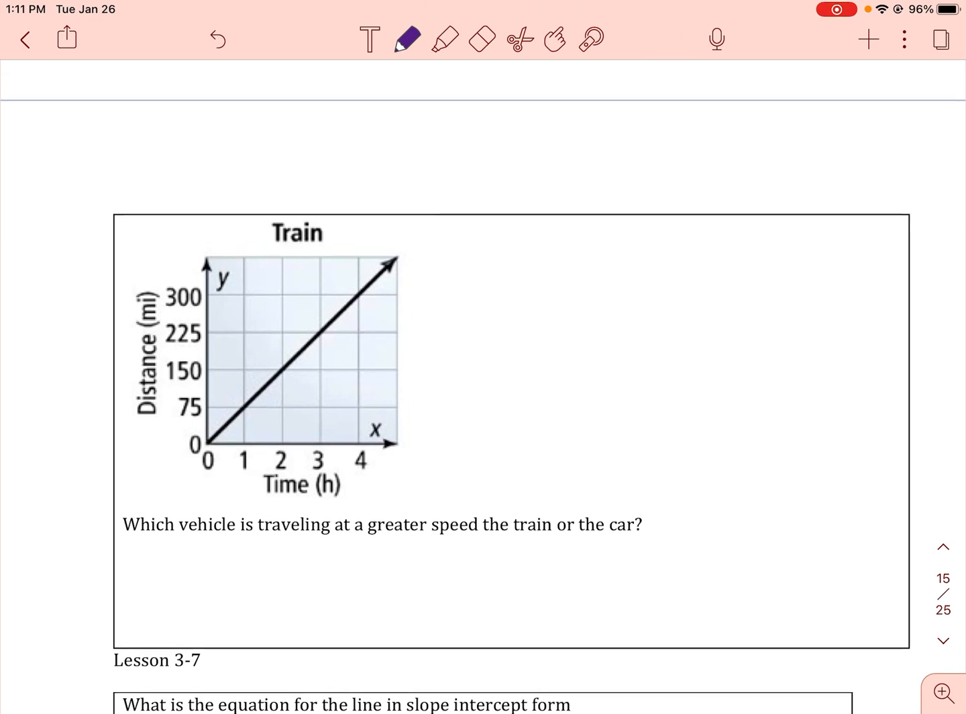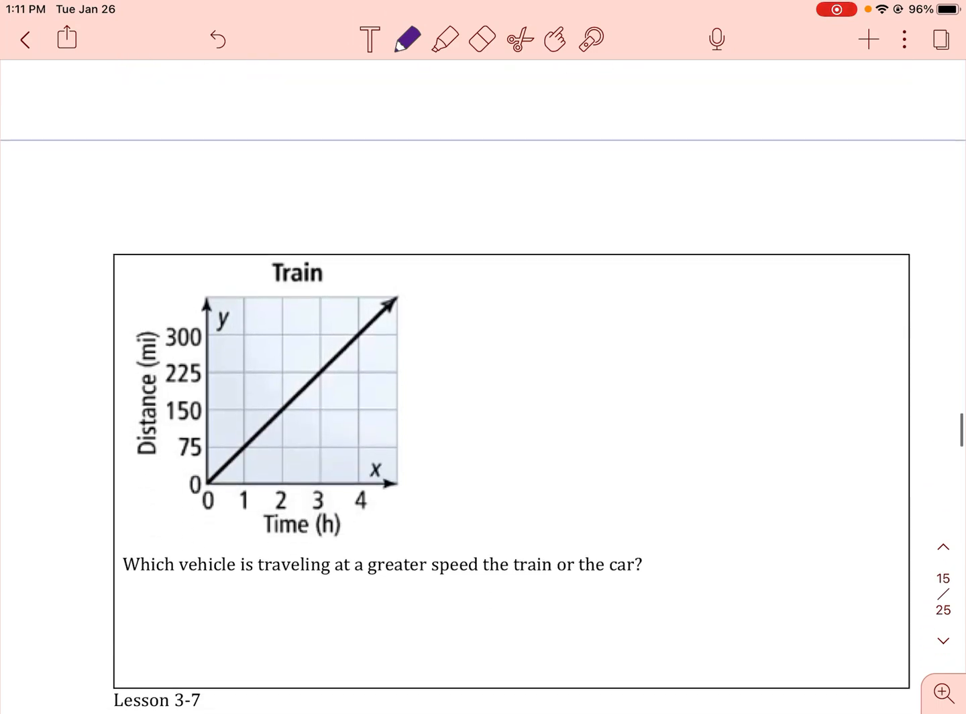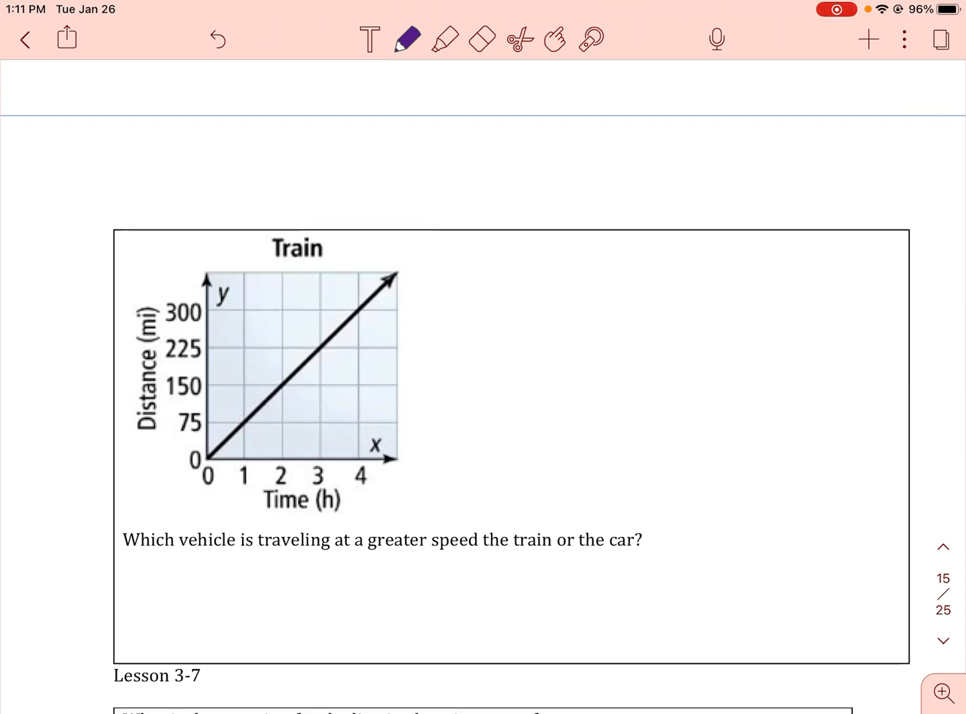Which vehicle is traveling at a greater speed, the train or the car? Well, we don't have the equation for the car, so let's just find the equation of the train.